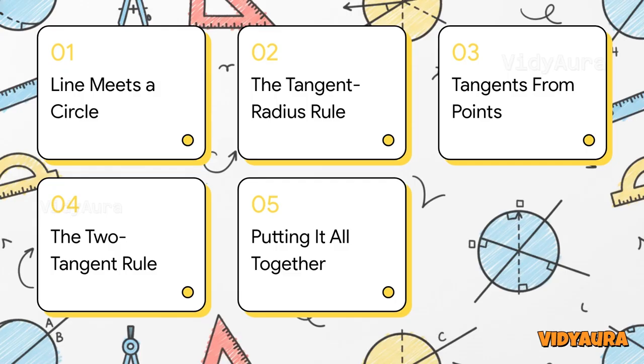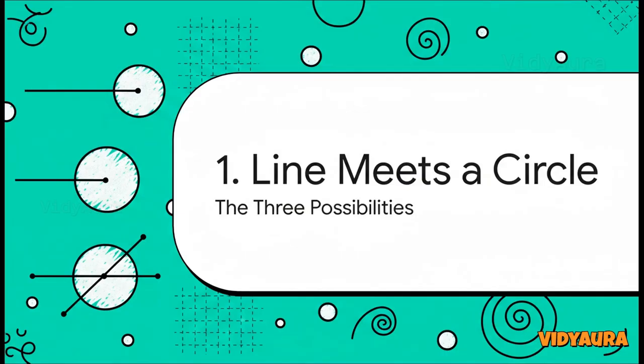All right, here's our game plan. We'll kick things off with how a line and a circle can even meet. Then we'll get into two super important rules, and to wrap it all up, we'll tackle an actual exam problem together, step by step. Simple, right? Okay, let's get right into it.